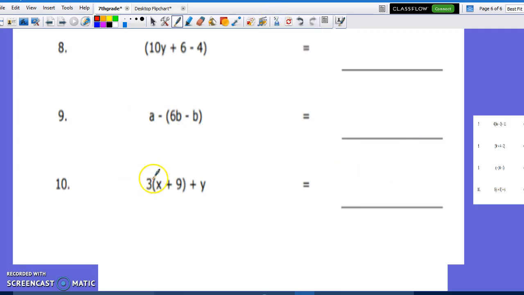Last one. Distribute. 3 times x is 3x. 3 times 9 is a positive 27. Bring down my y. Combining like terms. Do I have any like terms here? No, you don't. You have an x, you have a y, you have a 27. So, keep that as your answer. There's nothing to combine this one with.